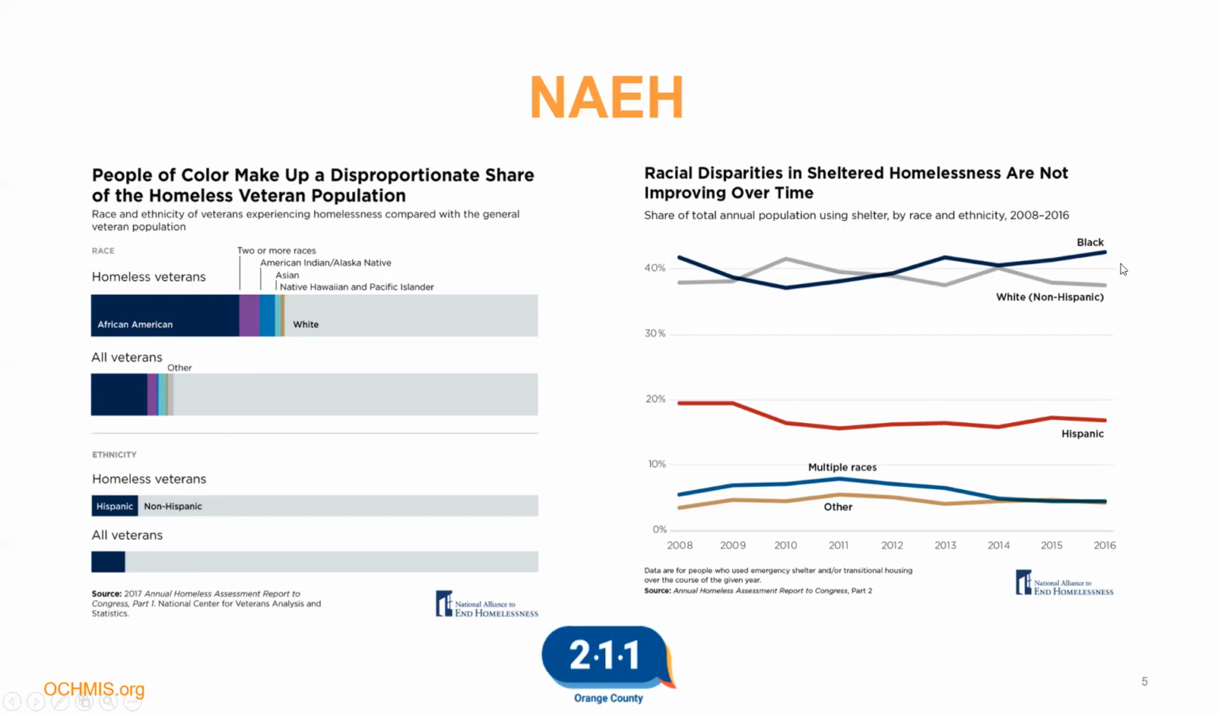I got a comment. It may be good to align our racial categories to NAEH so we could easily compare our system to national data. Yeah, that's a good point. Thanks, Allison.